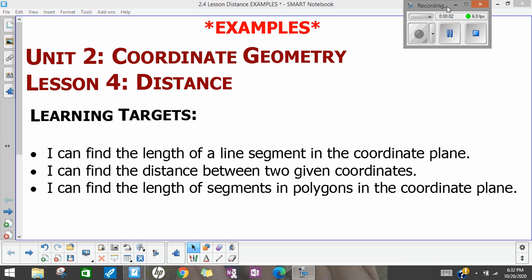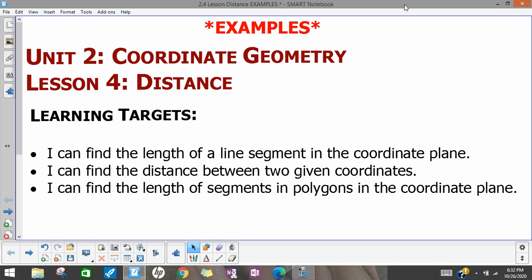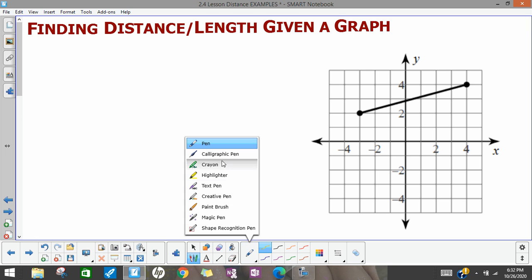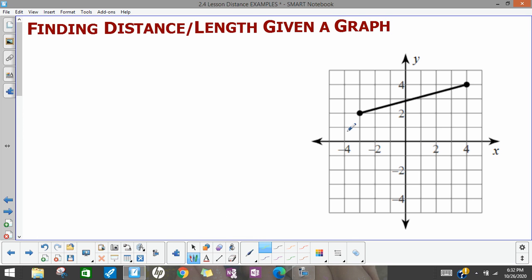Hey all, I just want to go over some extra examples of finding distance or length of segments in the coordinate plane. One way that we did that was by having a segment in the coordinate plane, and I have to name the points, find their coordinates. So this one is -3, 2. I call that x1, y1. And then this one is 4, 4.